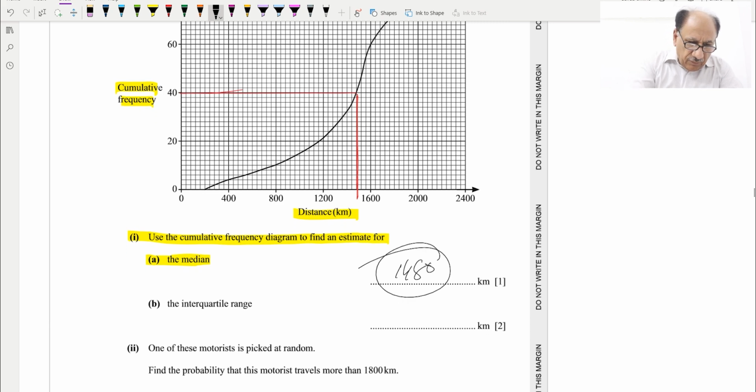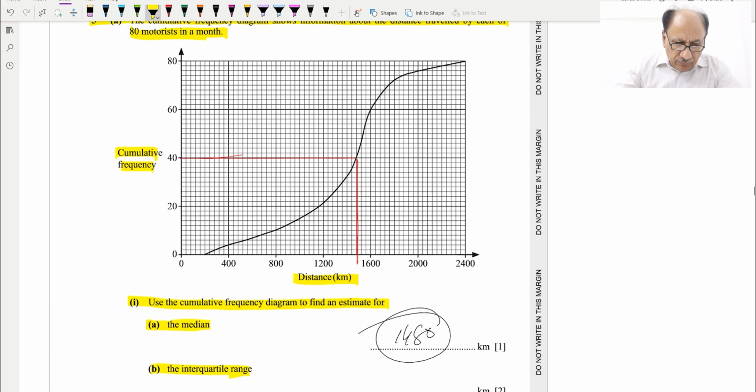Next we can find the interquartile range. Interquartile range is upper quartile minus lower quartile, or Q3 minus Q1. So we will be checking the reference again from here. This side is 60, and this side will be 1600 for the upper quartile, and the lower quartile is up to 20.